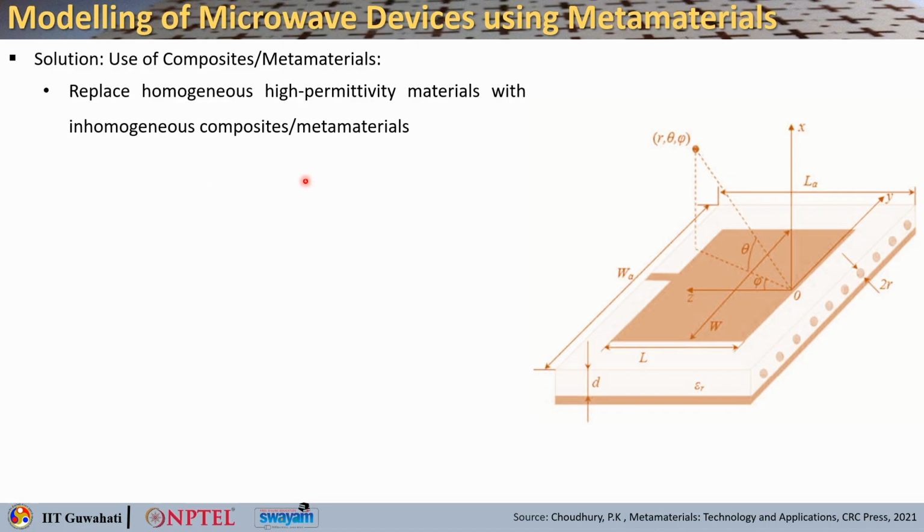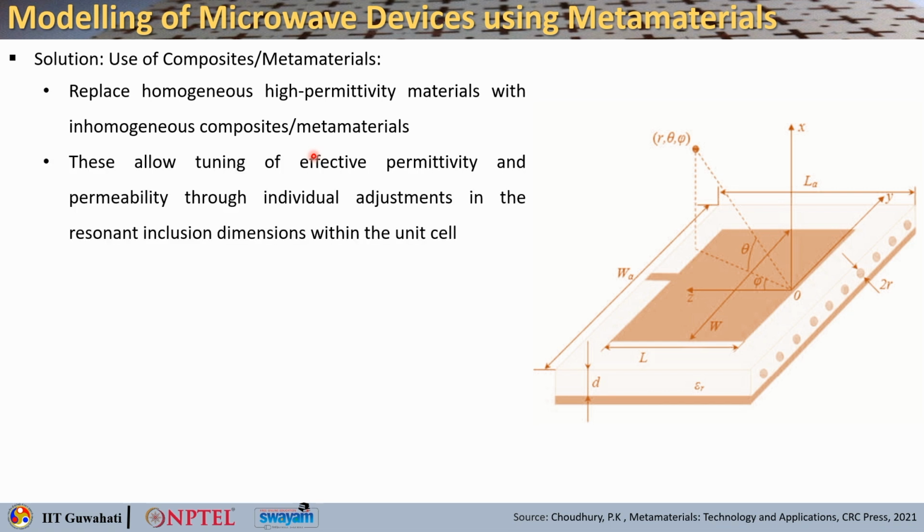So, what is the solution to this problem? In order to decrease this kind of capacitive coupling, okay, it is proposed to replace a homogeneous high permittivity dielectric by an inhomogeneous composite or metamaterial structure with the same value of constitutive parameters. Okay. So, this will allow tuning of the effective permittivity and permeability through individual adjustment in the resonant inclusion dimensions within the unit cells. Okay.